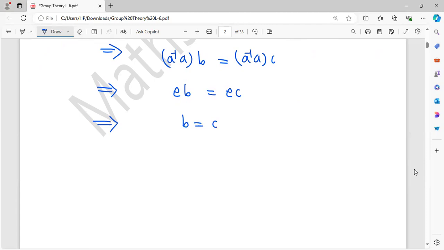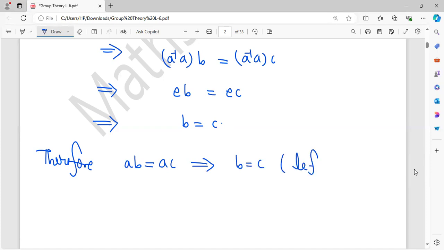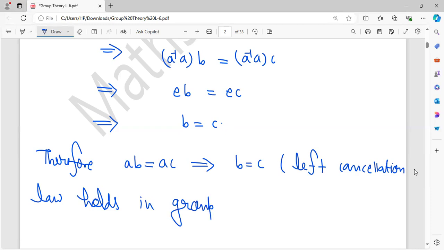So what we have? This implies, therefore, ab is equal to ac implies b is equal to c. So left cancellation law holds in a group.